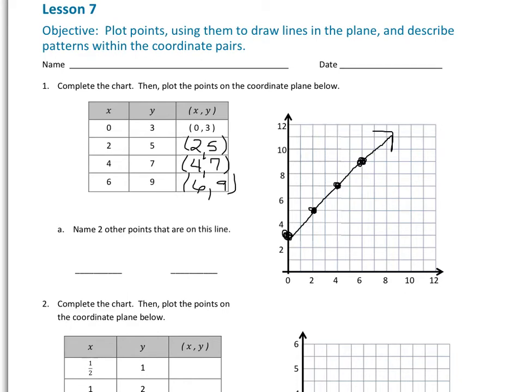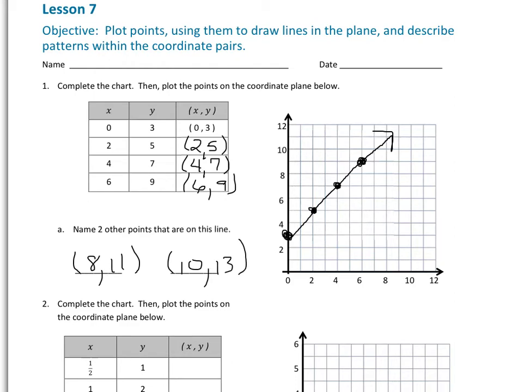Now it says name 2 other points that are on this line. You can look at the graph to help you solve this, but you can also look at the table. After the initial plot of 0, 3, the x is going up by 2, and the y's are going up by 2. So x goes from 0 to 2 to 4 to 6. Y is going from 3 to 5 to 7 to 9. So following that pattern, I know that 8, 11 would be on this line, and 10, 13 would be on this line. All I did was follow the pattern.